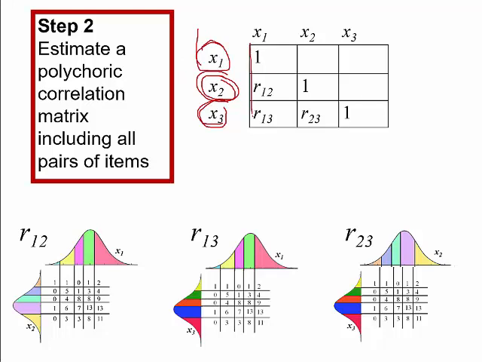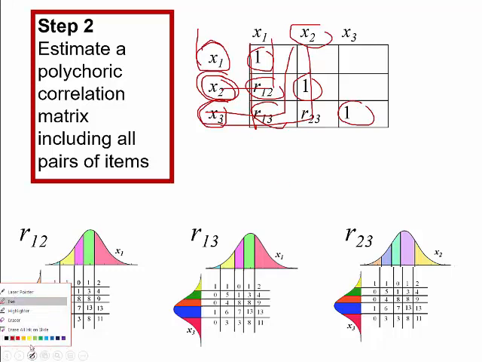And so there's going to be a correlation matrix. I'll have 1s on the diagonal, as I would on any correlation matrix. And then here I have: what's the correlation between item 1 and item 2? What's the correlation between item 1 and item 3? What's the correlation between item 2 and item 3? And if I just have 3 items, that's fairly simple. I just have those 3 correlations.